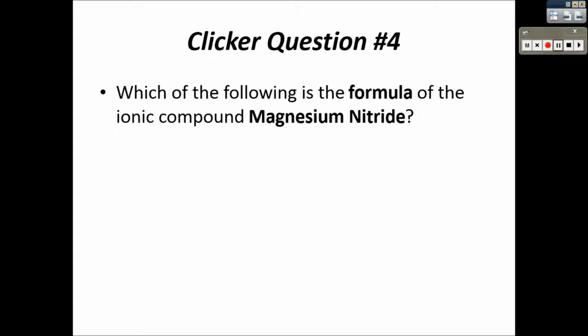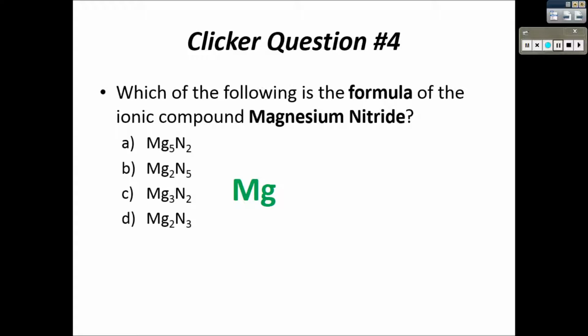What's the formula for magnesium nitride? So here are your options: Mg5N2, Mg2N5, Mg3N2, Mg2N3. Notice that magnesium is written first for all of them, and the nitrogen is written second, because you always put the positive cation first and the negative anion second.